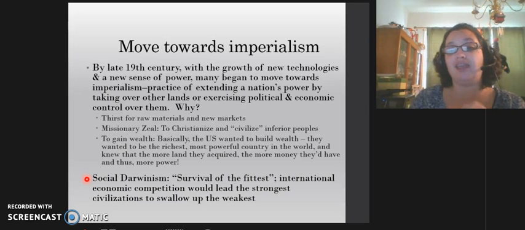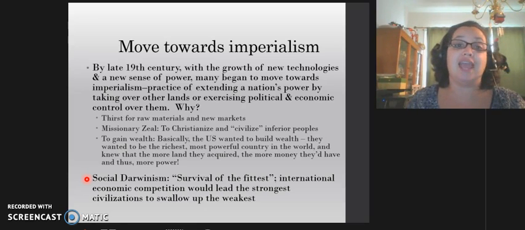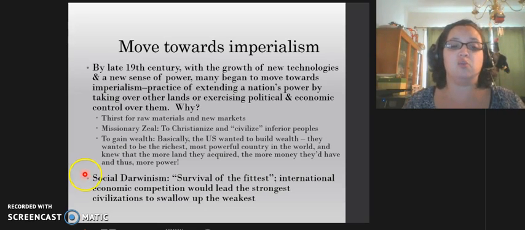It also goes along with the idea of laissez-faire. Remember, we talked about that when we were doing the Industrial Revolution in the United States. Laissez-faire says that the government should stay out of economic issues because the strongest businesses would survive and crush the smaller businesses. So we're still seeing that idea of Darwinism, kind of the survival of the fittest in different arenas, I should say.